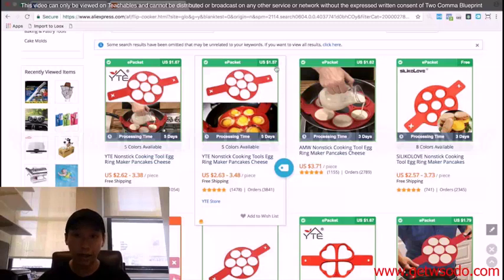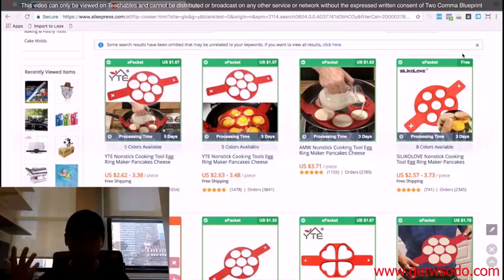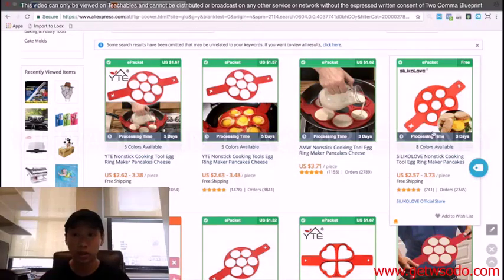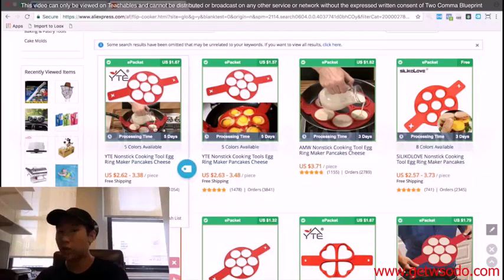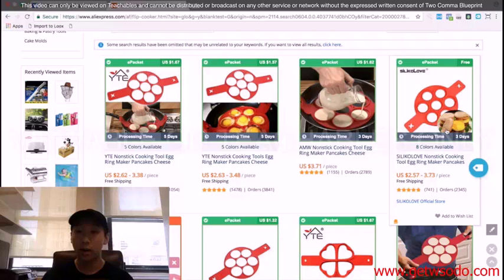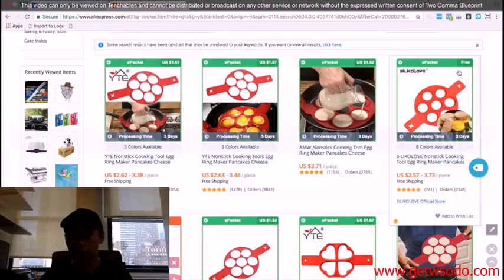And e-packet here is $1.50. On this one, it's free, and it takes 3 days to process. This one has 2,300 orders. So let's say if I were to sell this product and I sold 500 to 1,000 of them, I would personally use this supplier. The price is about the same as the other guy, but they take 2 days less. They have 8 colors, and it's actually free shipping with the e-packet. So I personally recommend going with that guy.